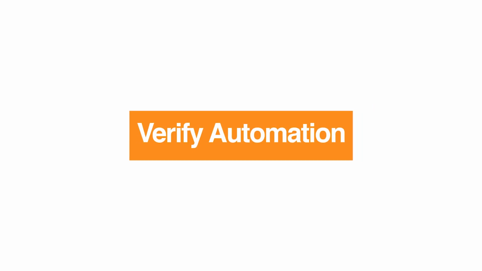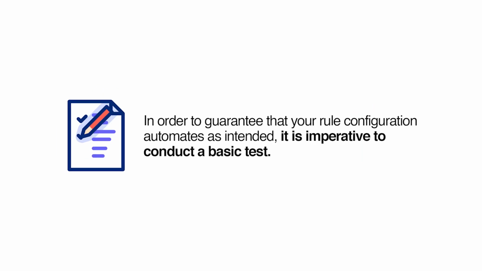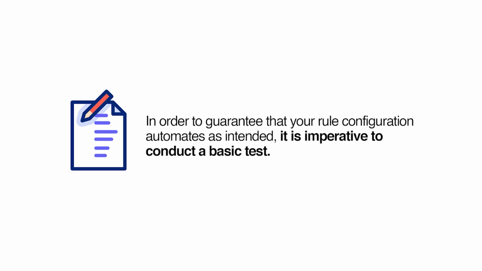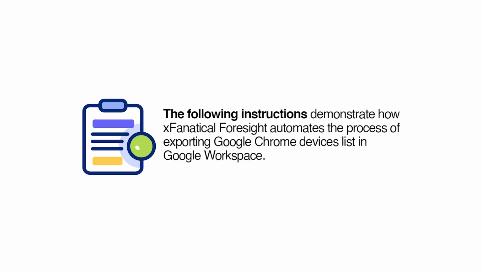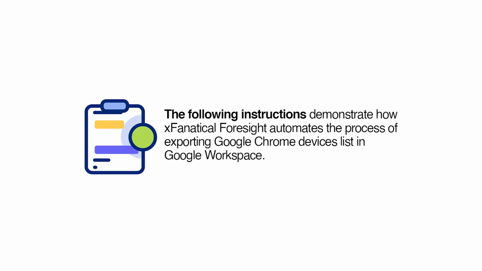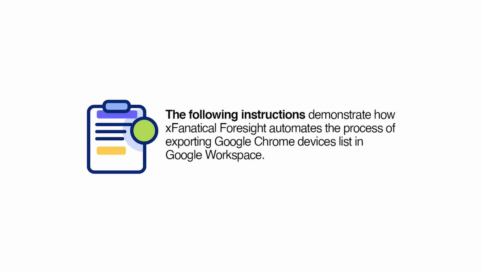Verify automation. In order to guarantee that your rule configuration automates as intended, it is imperative to conduct a basic test. The following instructions demonstrate how xFanatical Foresight automates the process of exporting Google Chrome devices list in Google Workspace.